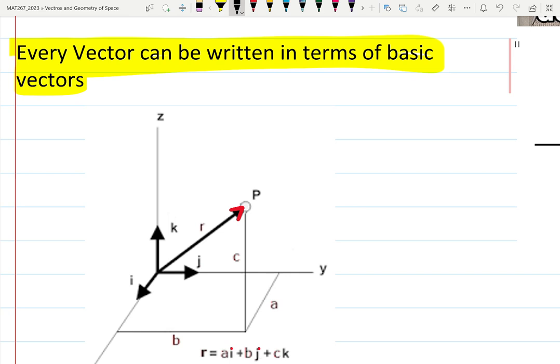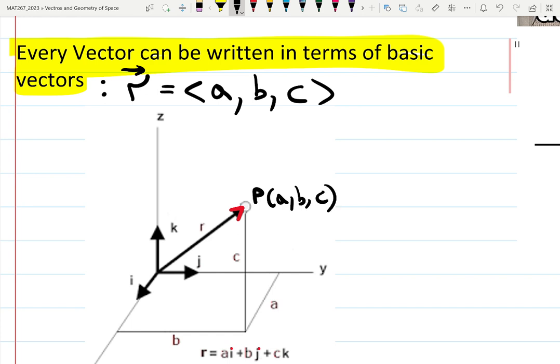For example, and that will be the last thing to do, we have the vector, let's call it R. Here it is. And the vector R has A, B, and C. It's a vector pointing to point P that has coordinates A, B, and C. You don't have to do the graph yet. We will ask you to write it using IJK, and this is how you're writing it.